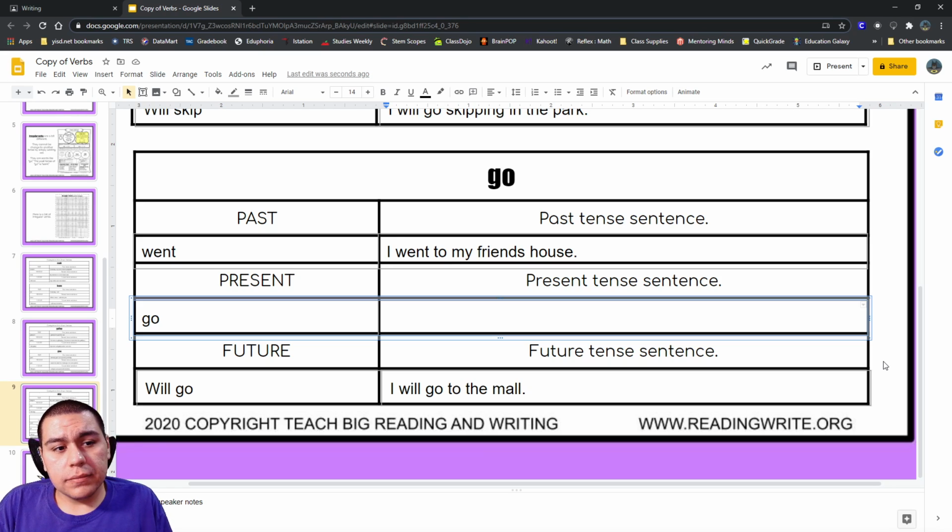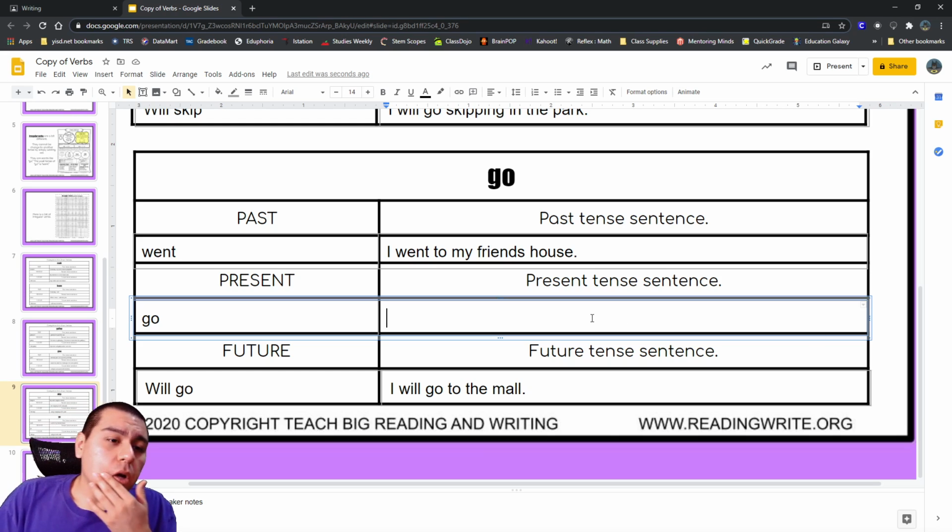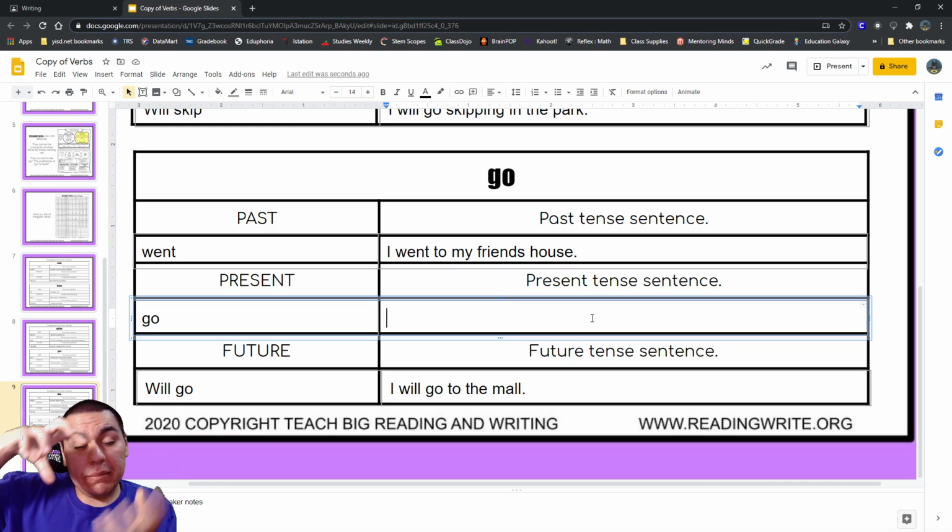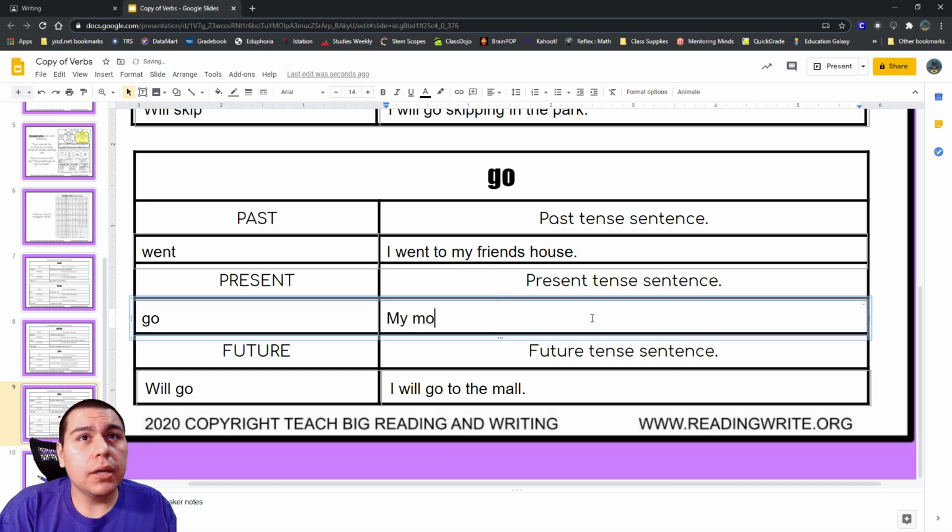Alexa? My mom told me that she is going to go to the store. Okay. So going, when I have that ing ending, again, that means they're right in the middle of that action, but that's still present tense. My mom said she is going to the store.